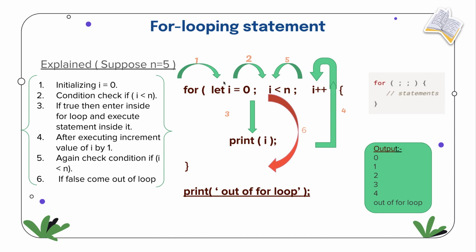Now next, what are we checking? We go to the second statement, which checks i less than n. n might be 5. So it checks the condition i less than 5. If it is true, meaning i is 0 and 0 is less than 5, true, it will go inside the for loop and print i. i is 0, so it will print 0. Next, after executing the complete statement inside the for loop, what happens?